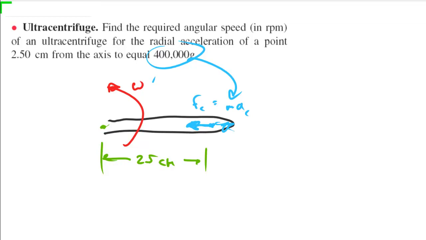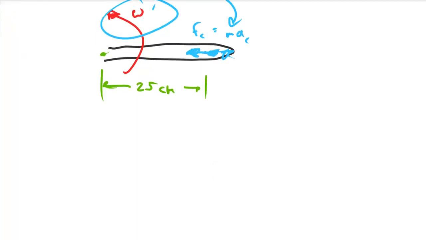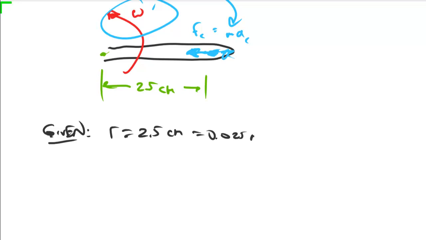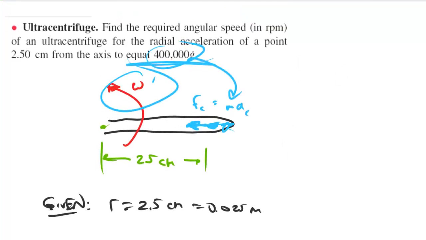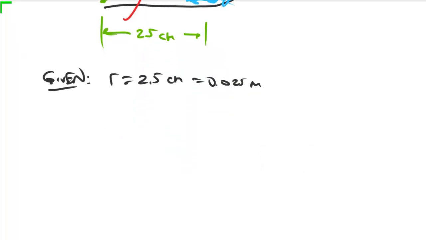So we want to find out what is omega so that a point over here, 2.5 centimeters from the axis, has an acceleration of 400,000 g, so it separates here. And so let's write out kind of what we have given to us and what we're looking for. So what's given is that the radius is 2.5 centimeters. I'll convert everything to meters because we have g. Remember, when we use g, we have it memorized as 9.8 meters per second squared, right? So we're going to end up using meters and seconds, so we should convert everything to meters, seconds, etc.